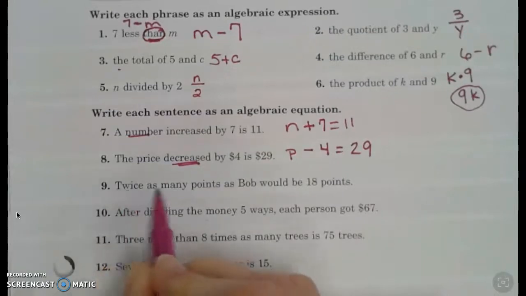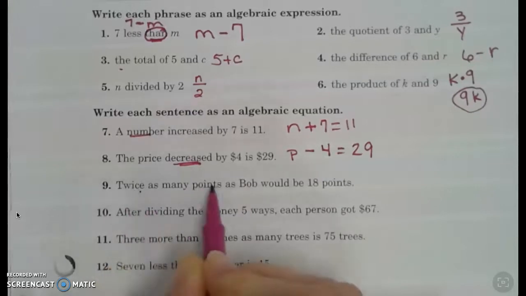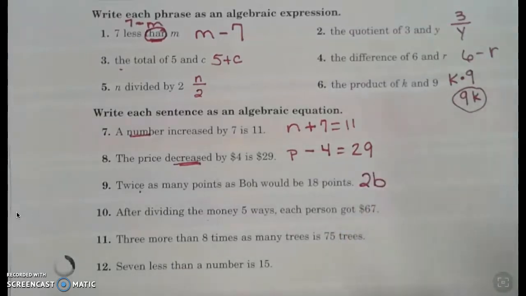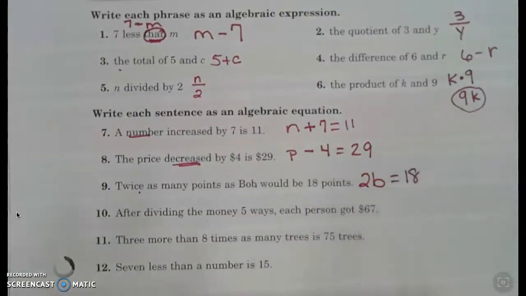This is twice as many points as Bob. Remember, twice means times 2. So if we've got twice as many points as Bob, that means 2 times whatever Bob's got. So I'm going to put B. Would be 18. So "would be" means it's going to equal 18.